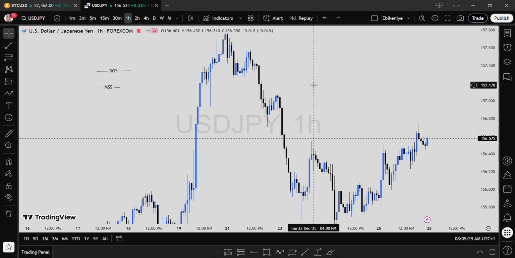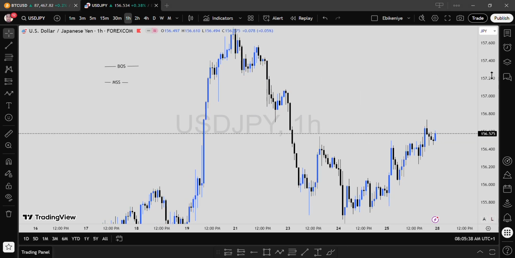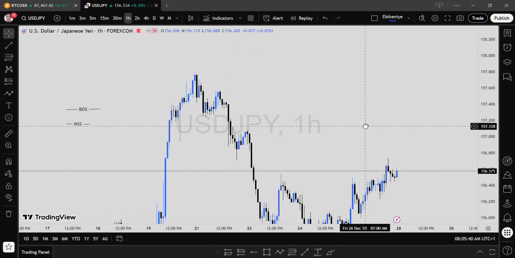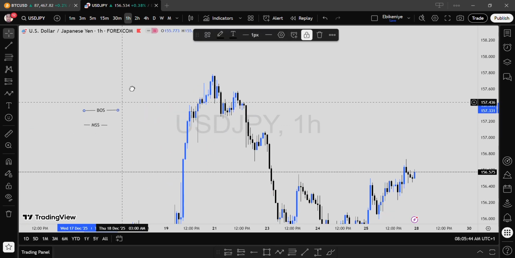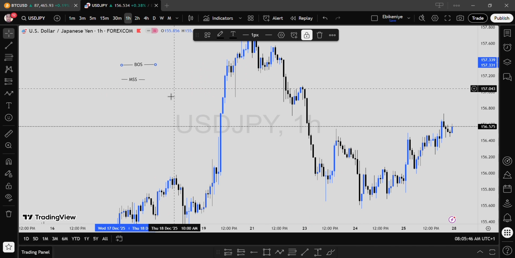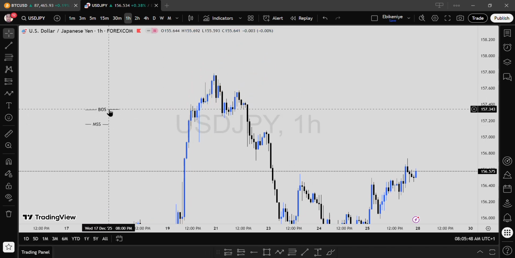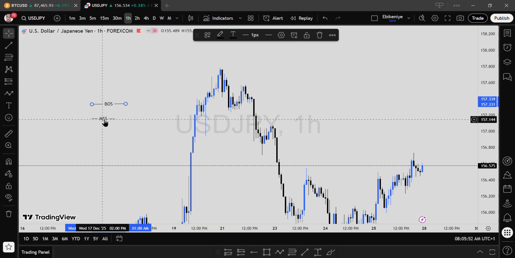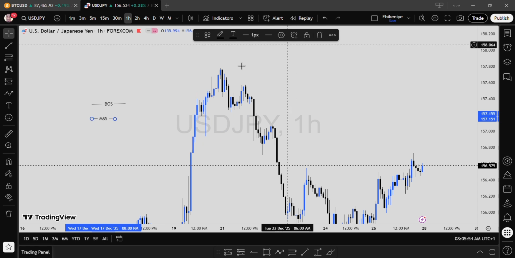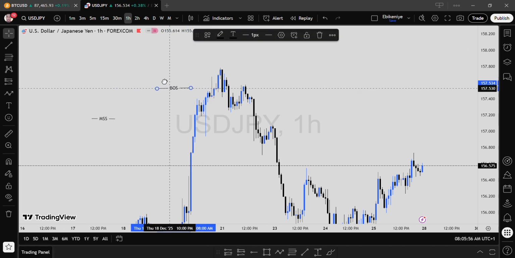So today we'll be talking about break of structure and market structure shifts. We want to know what they stand for, and we'll be as brief as we can. A break of structure, for a clear illustration, is when the market breaks the recent high or low in the same direction.